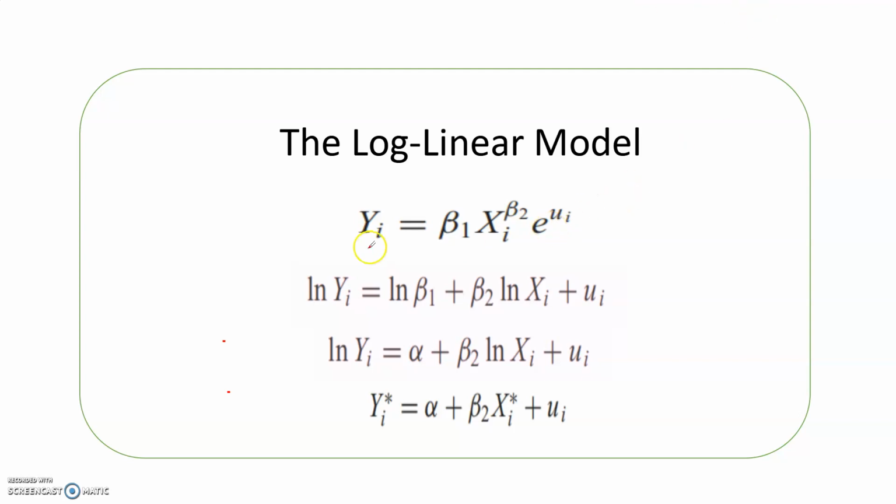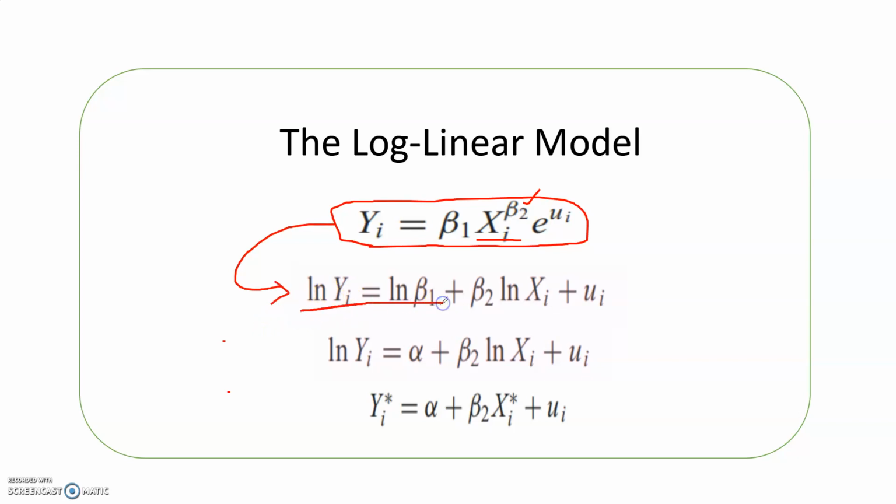Now as you can see here, this model is an exponential regression model, since the independent variable, that is xi, has an exponent beta 2. And this model can be alternatively expressed in log form. Here, ln means natural log. So natural log yi is equal to natural log beta 1 plus beta 2 natural log xi plus ui.